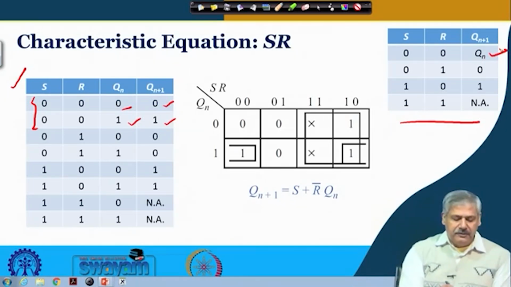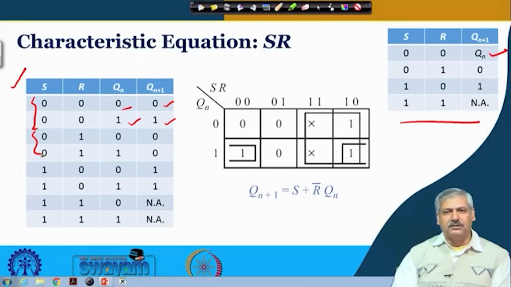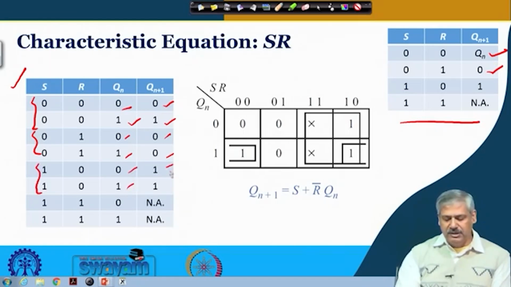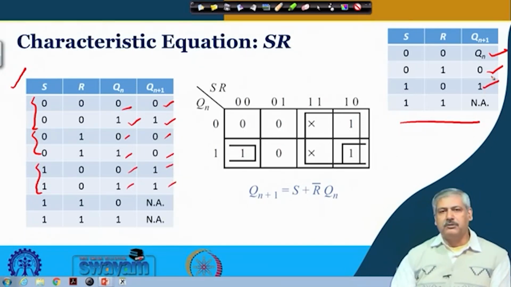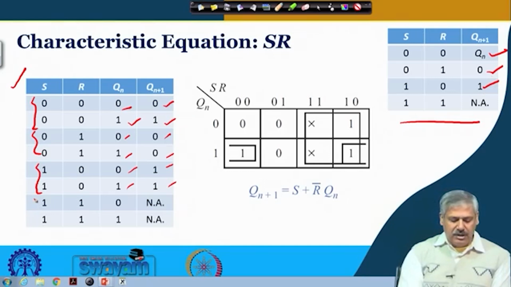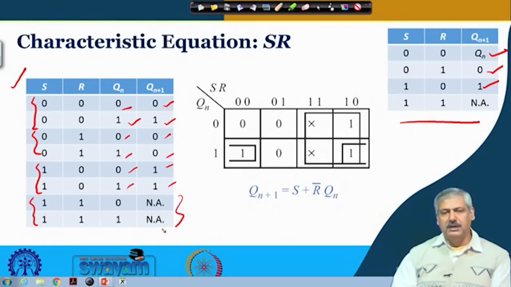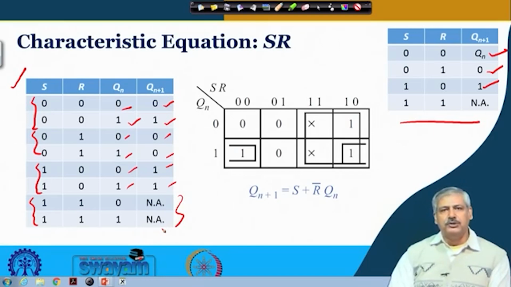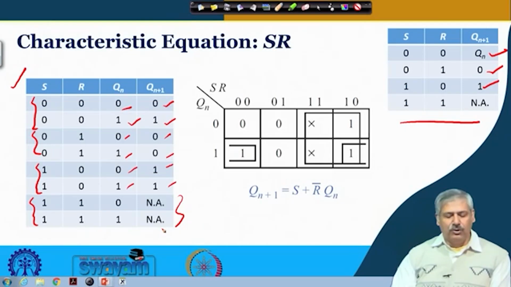If the inputs are 0 and 1, then the flip-flop will be reset irrespective of the previous state. Whether it is 0 or 1, the next state is 0. This is the case we have seen in a more compact representation. When it is 1 0, it will be set irrespective of the previous value; it is 1. And when it is 1 1, it is not allowed. So, if you want to get a characteristic equation that represents this flip-flop, what will we do?